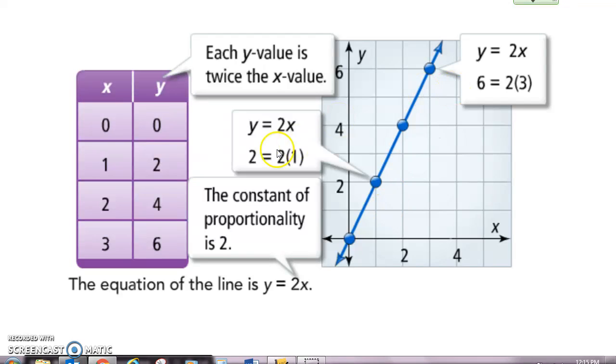And then for the graph, we would plot these points on the graph over here, and we're looking to see, is it a straight line graph? And does it pass through the origin? That was how we found a proportional relationship. So that's just a review that goes with the last slide.